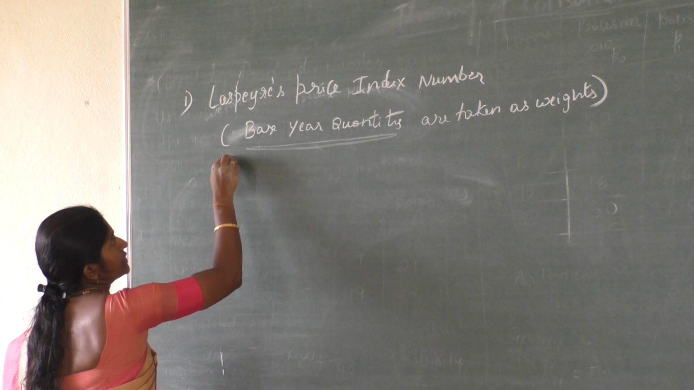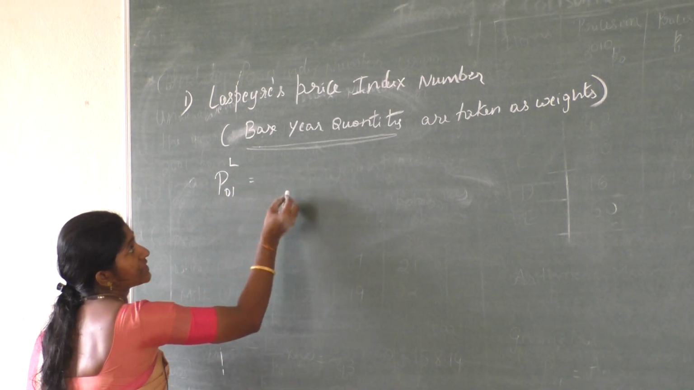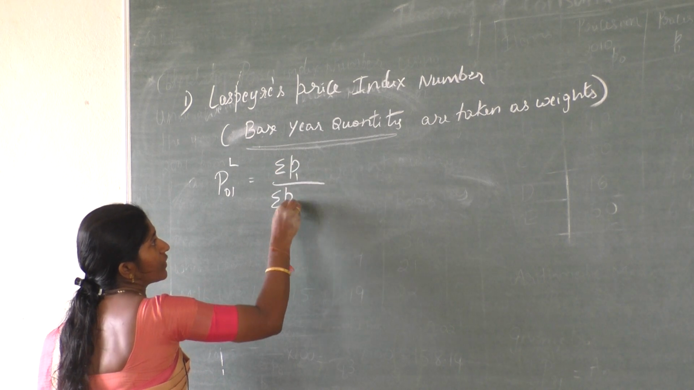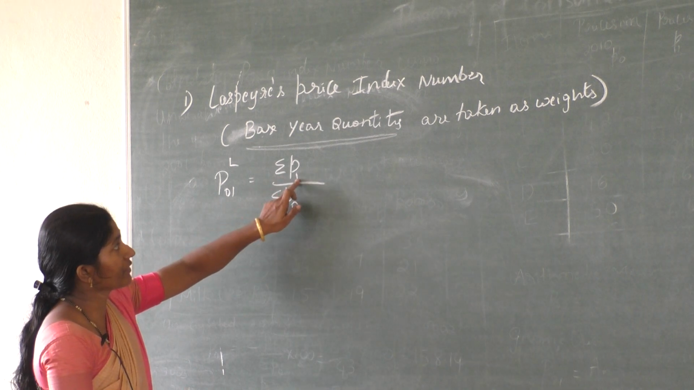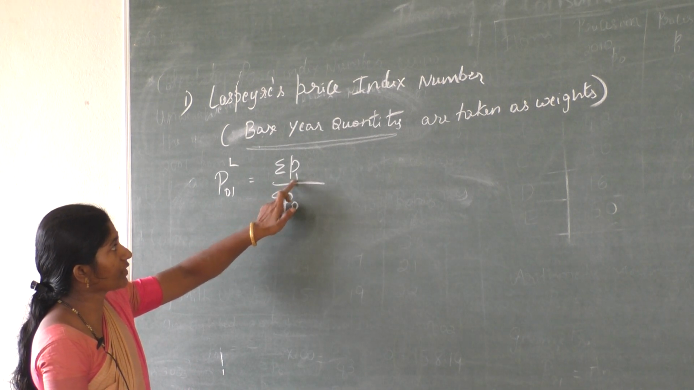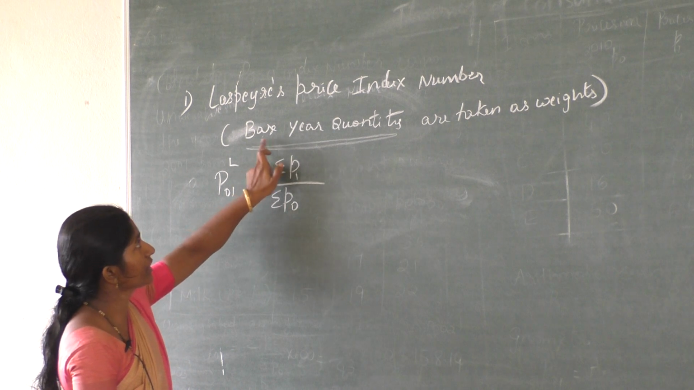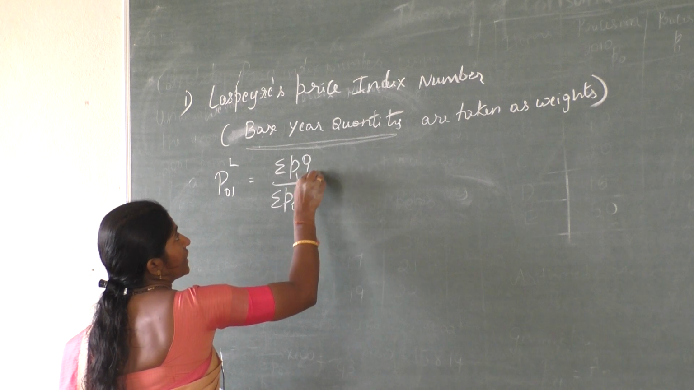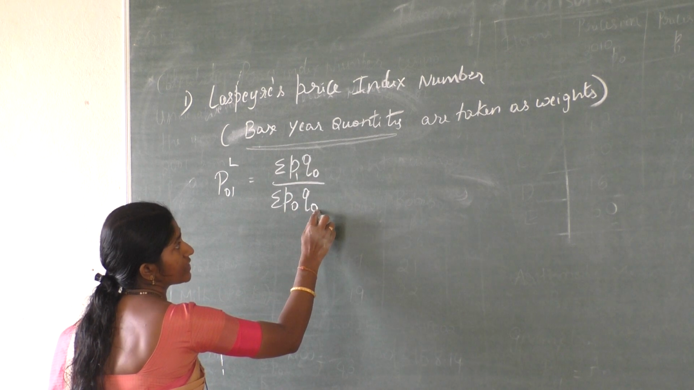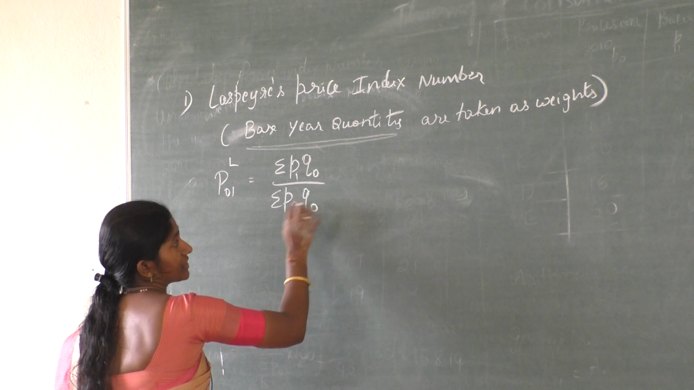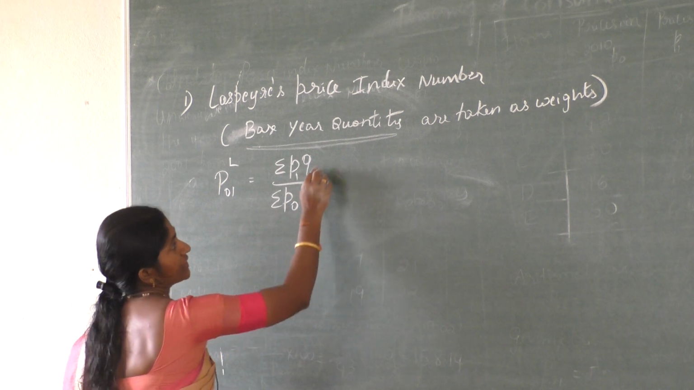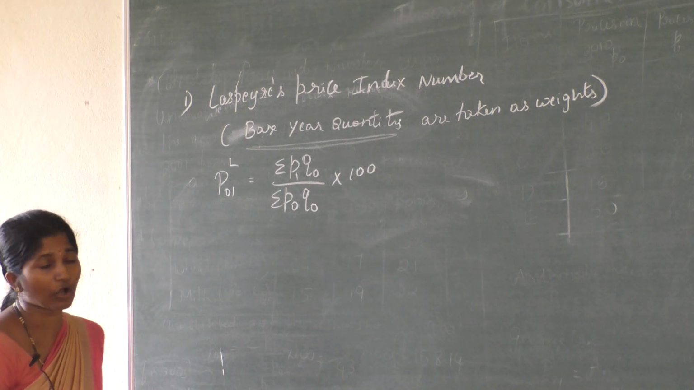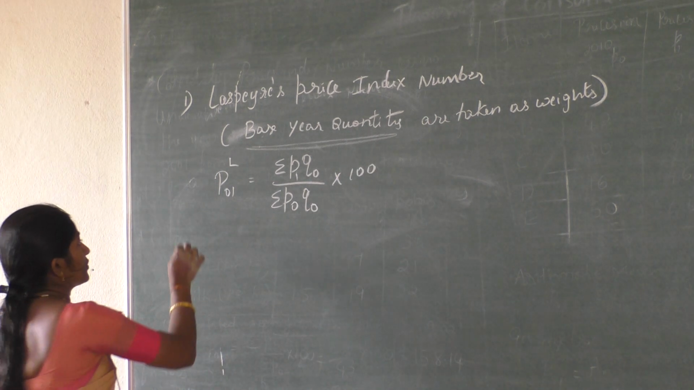Therefore, I will write it this way. P01 of Laspeyres. This is always the same. Price here also, that is 1 and 0 here, P1 by P0. Total value of P1 by total value of P0. Here base year quantity I have written. Therefore, we will take q0, the base year quantity. That does not change. In the Laspeyres we have to take the base year quantity, times 100. This is the formula of the Laspeyres price index number.